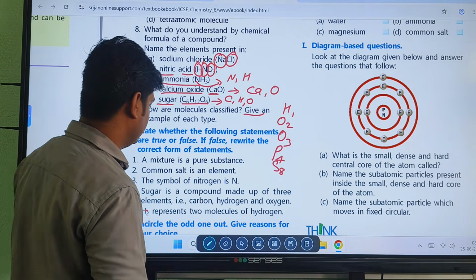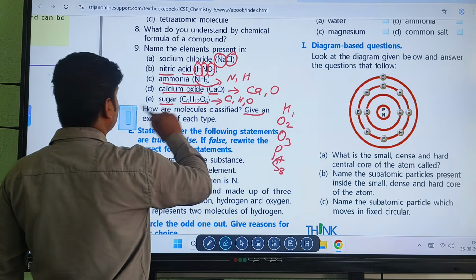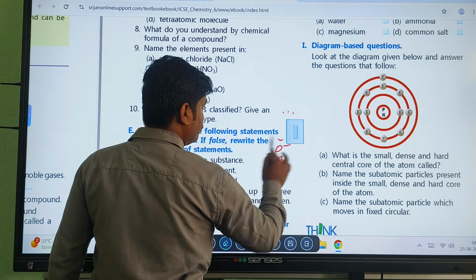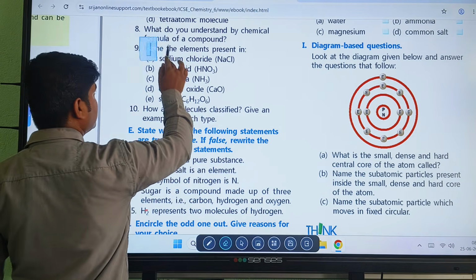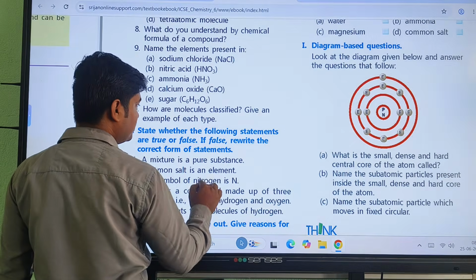Now, let's see true and false. If the answer is false, then give the right statement.